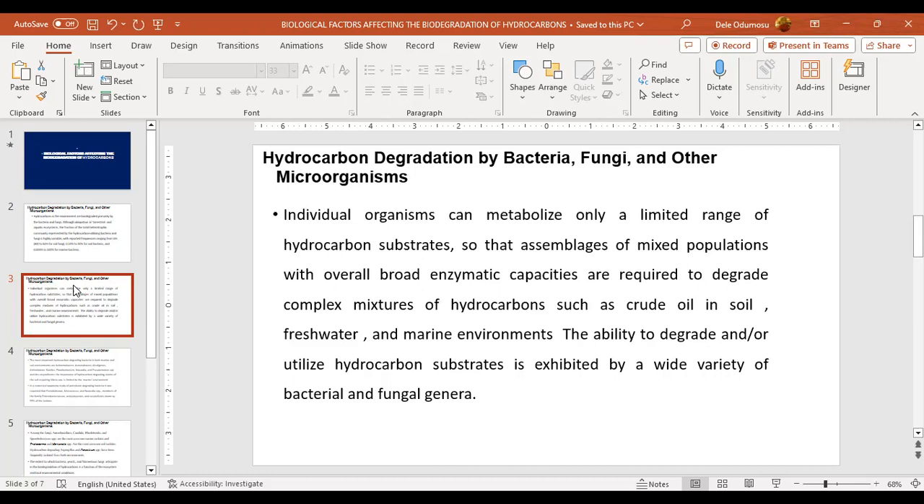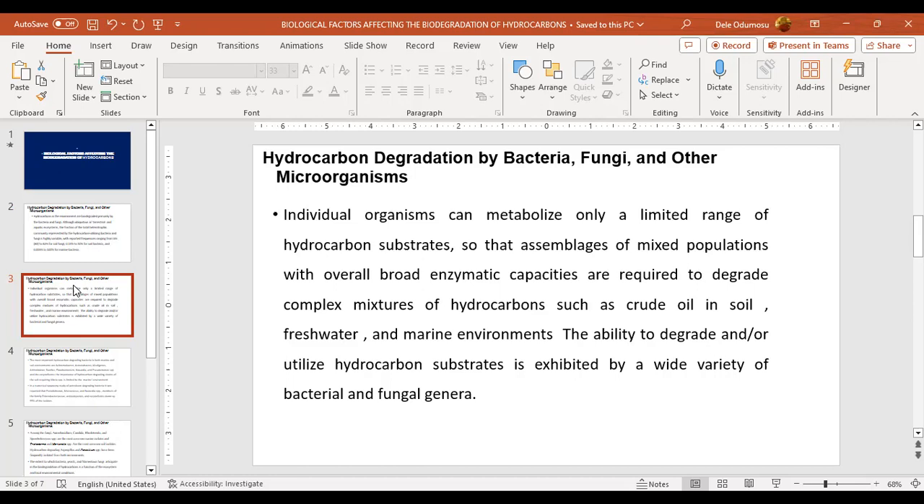But when we have individual organisms with different ranges assembled together in a kind of mixed population, then we can have overall broad enzymatic capacity that is required to degrade the complex mixture of hydrocarbons, such as crude oil. You get what I'm saying, right? You understand what I'm saying? Are you with me?